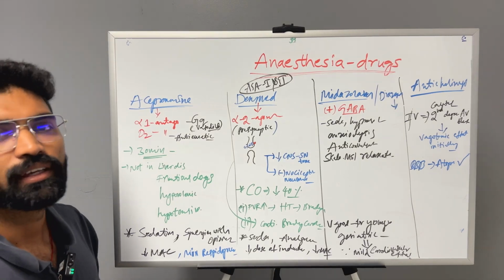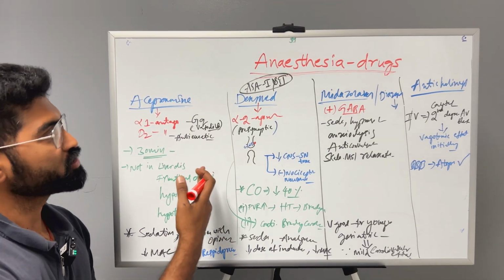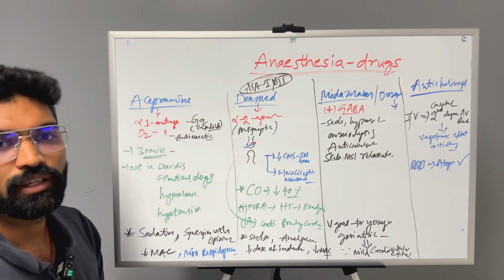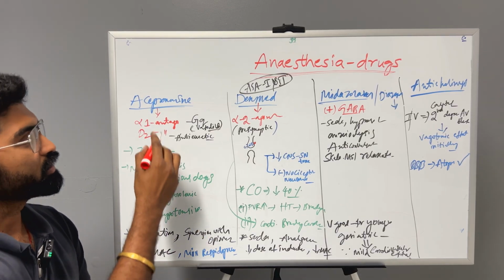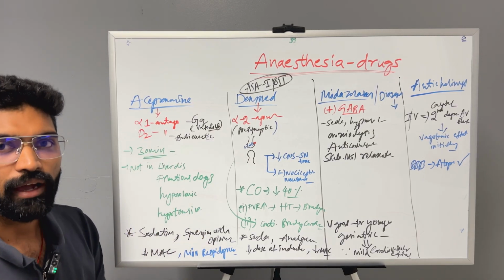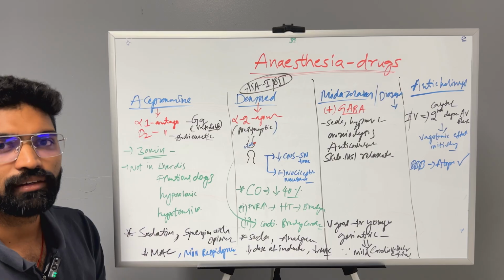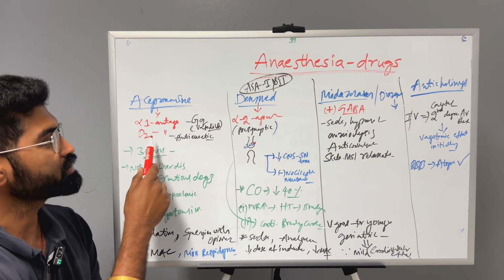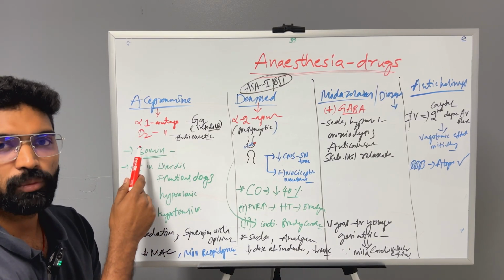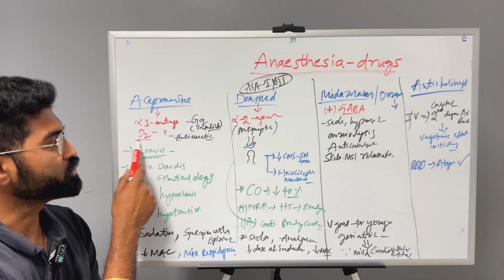So now let's see the mechanism of action of the different pre-medication drugs. Coming to Acepromazine, it is a phenothiazine derivative, and if you see the mechanism of action, it antagonizes the alpha-1 receptors and also the dopaminergic receptors, those are D2.